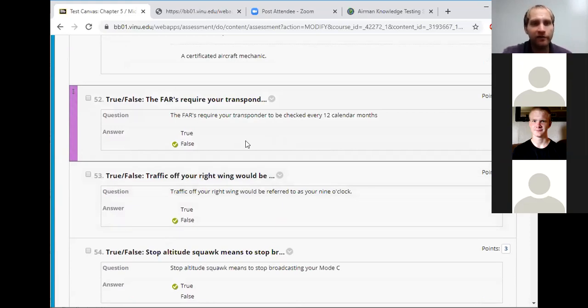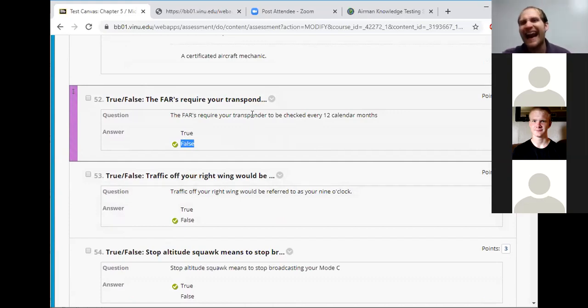All right, here's some true and falses for you. And unfortunately, I got some of you guys missing these as well, 50%. The FARs, Federal Aviation Regulations, they require that your transponder be checked every 12 calendar months. That's a false. Transponders need to be inspected every 24 calendar months, every 2 years, 24 calendar months, transponder.